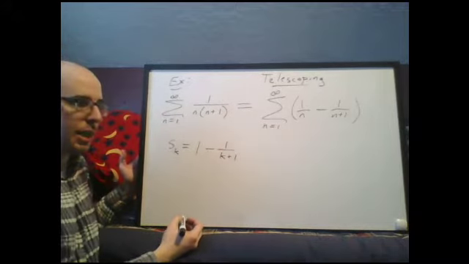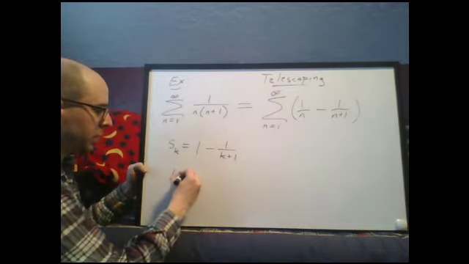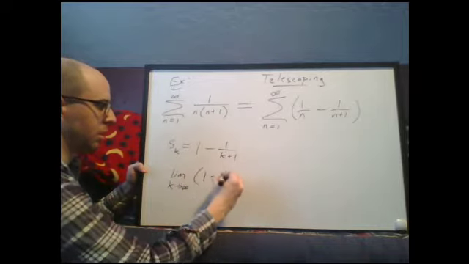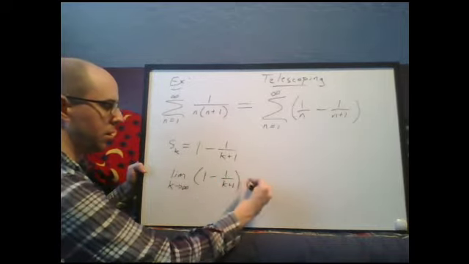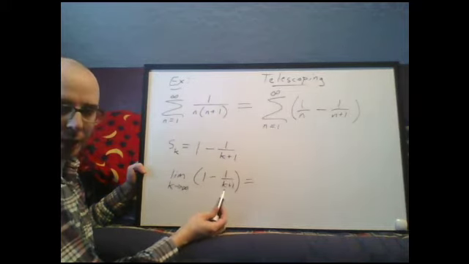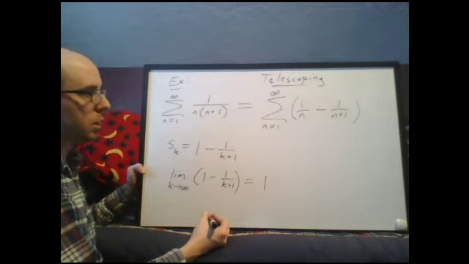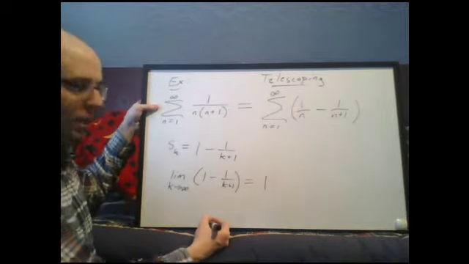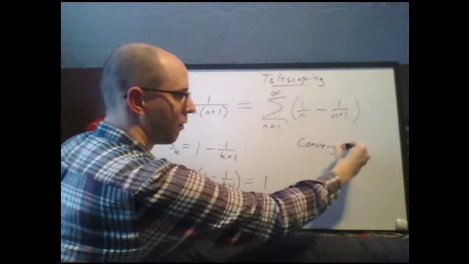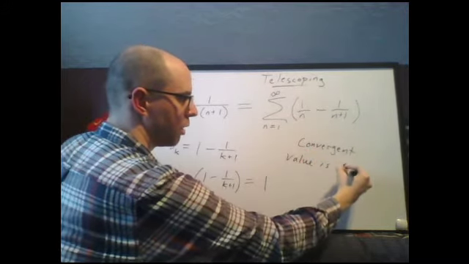What we have now is a simple formula for our partial sum, so we can figure out what is its limit as k grows to infinity. Well, 1 is constant, so it's not changing. 1 over infinity is 0, so I get 1 minus 0, which is 1. So my series here is convergent, and its value is 1.